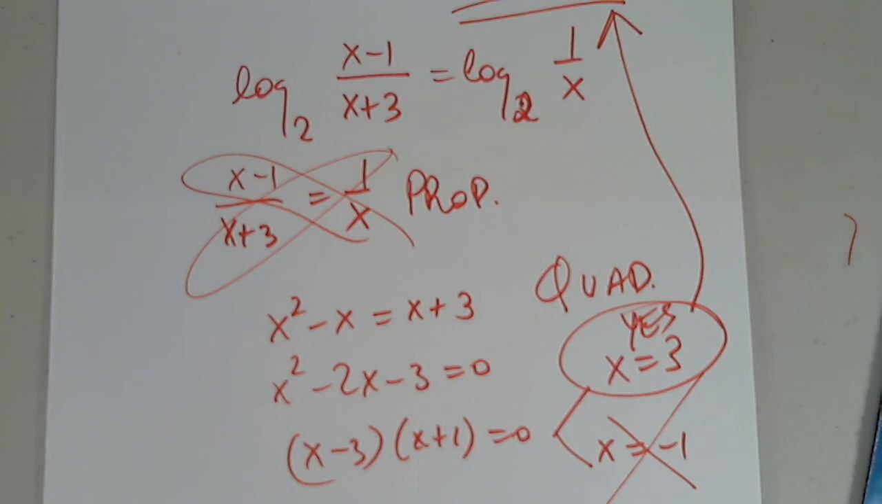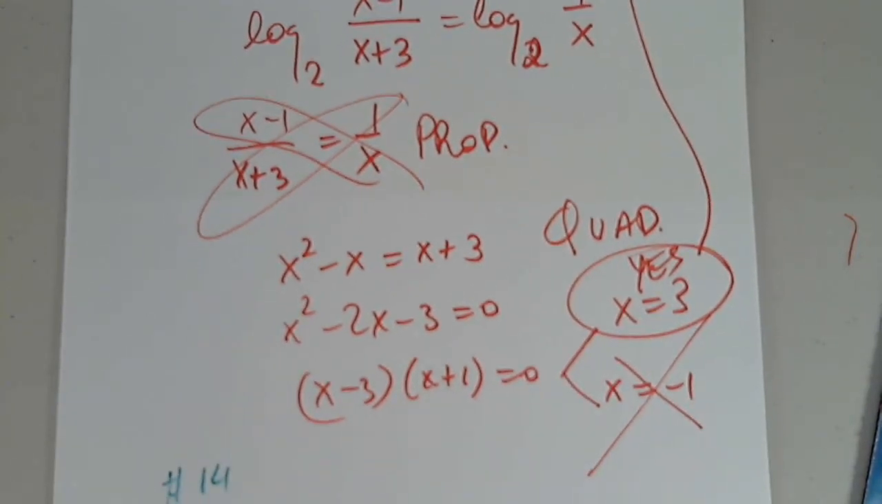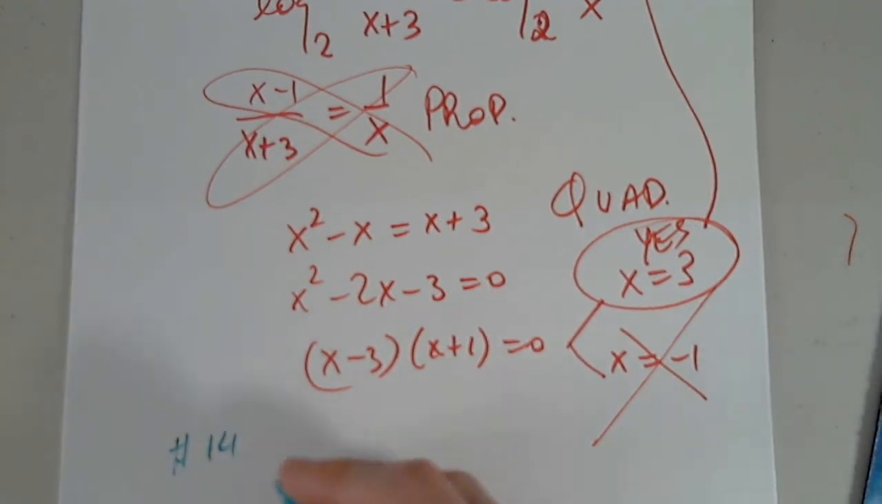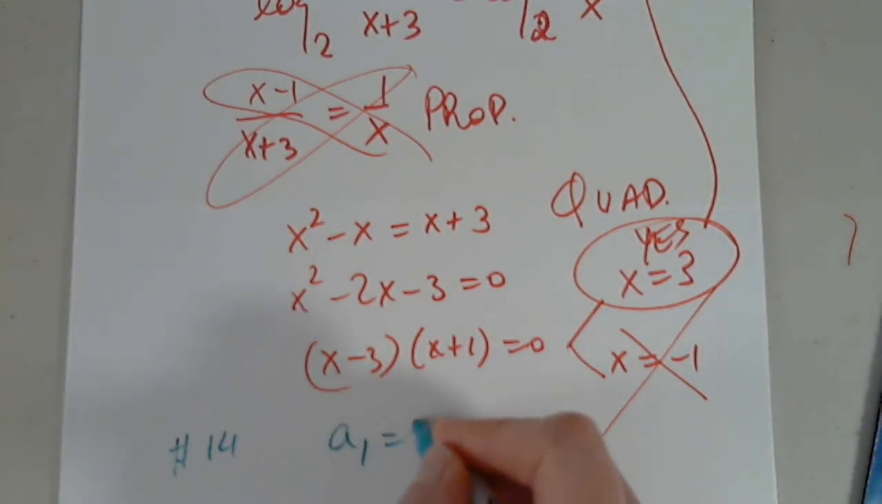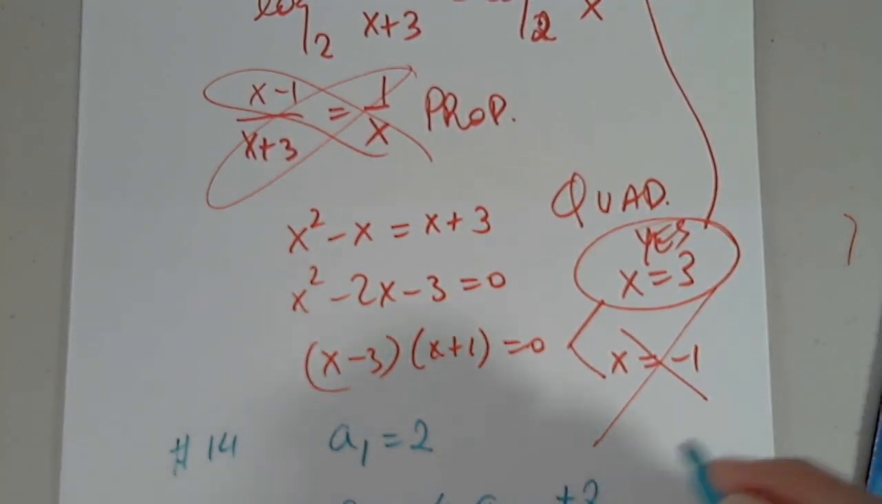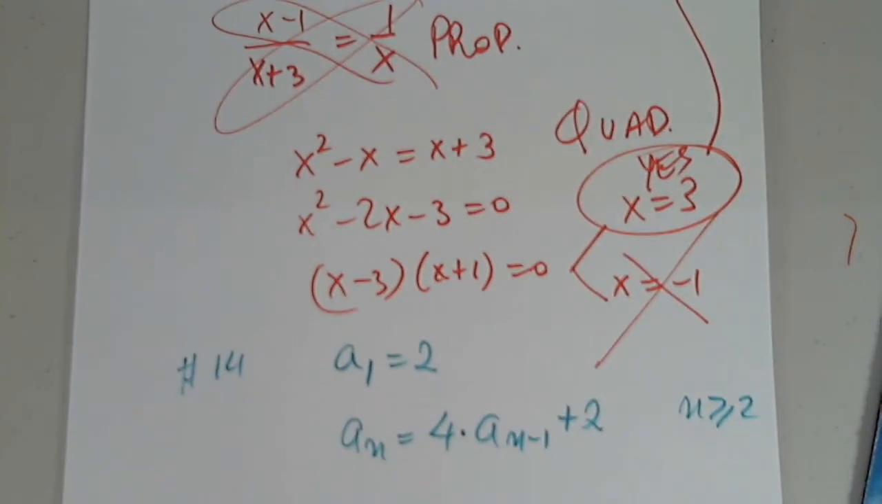Can we do number 14? From the same test? Yes. Very good. 9, 10, 11, 12, 13, 14. Okay, you write the first four terms. Very good. Is that the one? Yeah. So A1 is given to us, A sub 1 is given, A sub n is given to us in the form of a relationship. Of course, for n greater than or equal to 2.